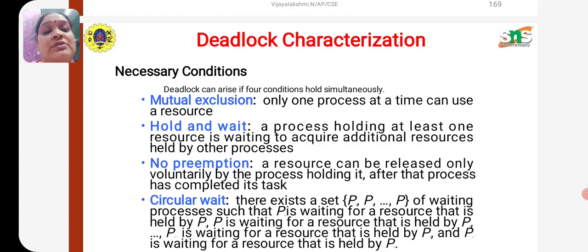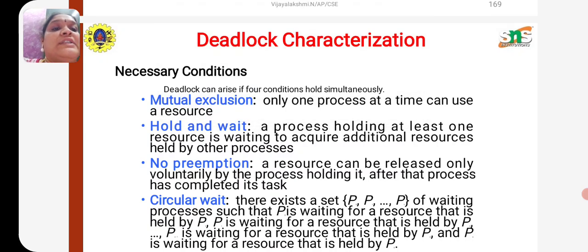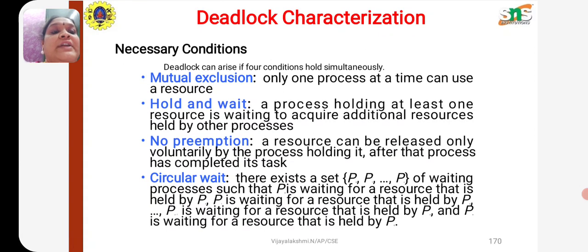The processes which are in the waiting state are there for the utilization of the CPU. So, what are the necessary conditions in deadlock characterization?